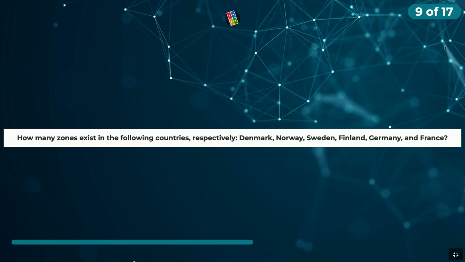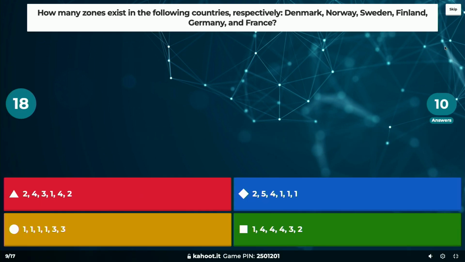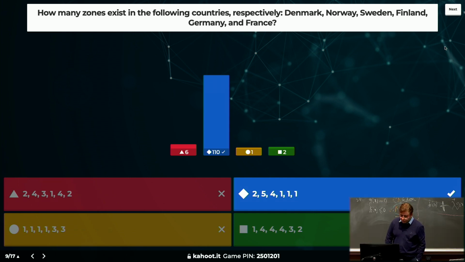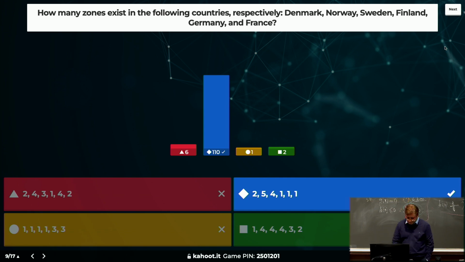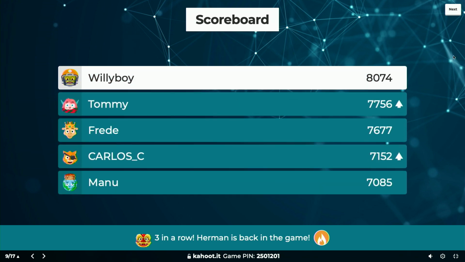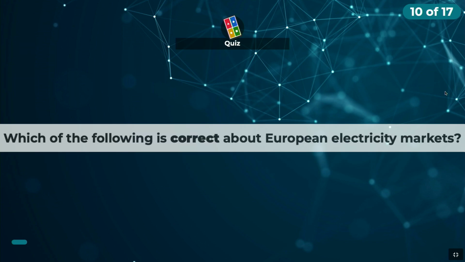It's a bit of a tricky question. Very good. Denmark has 2 zones, Norway 5, Sweden 4, and Finland, Germany, and France each have 1. Very good. Still Willy boy, rank 1. Quiz 10.